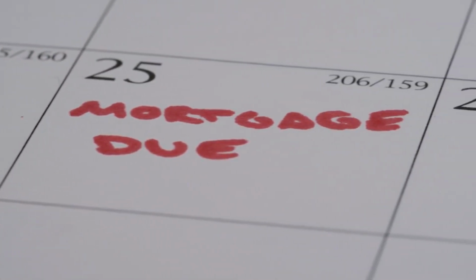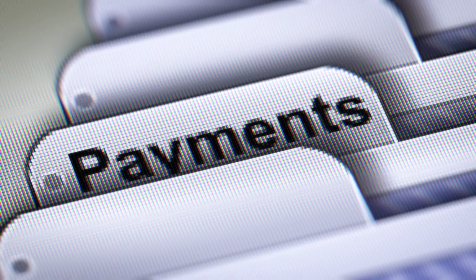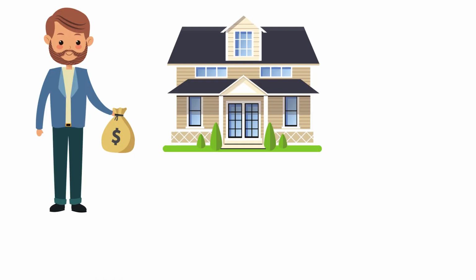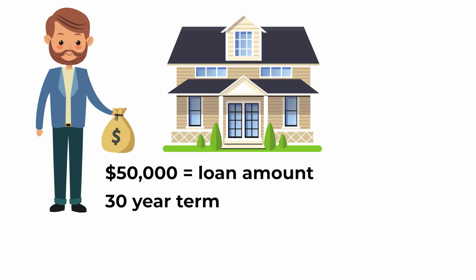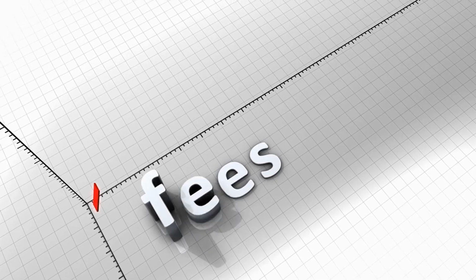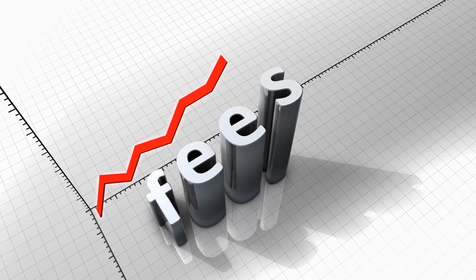Another important term is the monthly payment. This is typically the amount that the borrower will be paying to the lender every month until the loan is paid off. In the example above, with a $50,000 loan amount with a 30-year term and a 5% interest rate, the monthly payment comes out to about $268 per month. One other thing to be aware of is any fees associated with the mortgage loan.